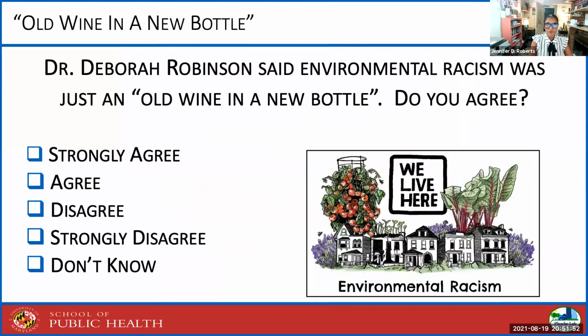So to wrap this up, I'm going to ask a question for you to think about. Dr. Deborah Robinson, who is presently a faculty member with the School of International Training, years ago wrote a piece called Environmental Racism, Old Wine in a New Bottle. And in that piece, she stated, environmental racism, therefore, is a new manifestation of historical racial oppression. It is merely an old wine in a new bottle. And so my question in light of what I have discussed in this presentation is, do you agree?